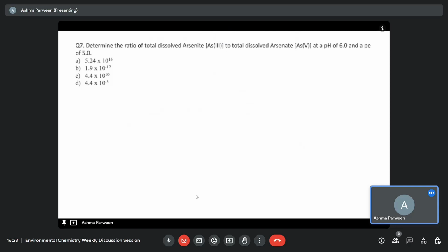So let's first go to the table. Okay, just take 2 to 3 minutes. Try to write the balanced equation for conversion of arsenate to arsenite, and we will then proceed further.